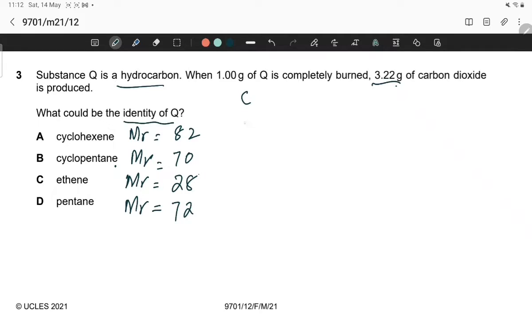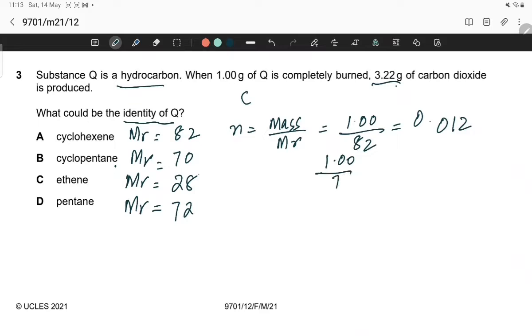So first let's find out the number of moles. n is equal to mass over MR. So 1 divided by 82, the number of moles are 0.012.